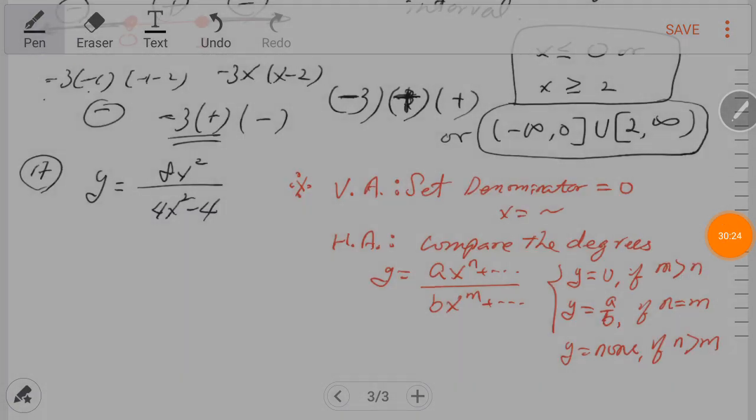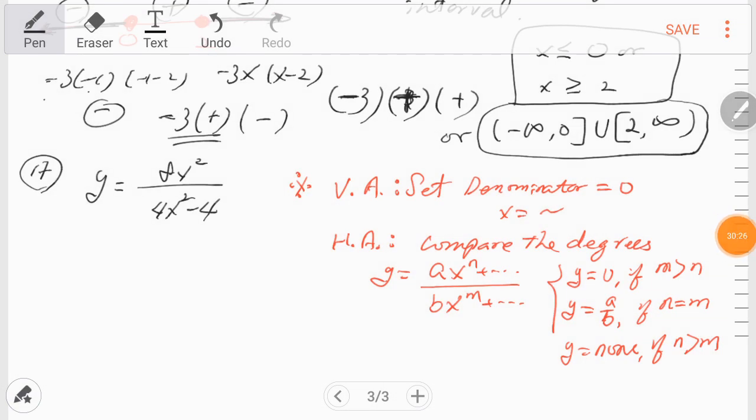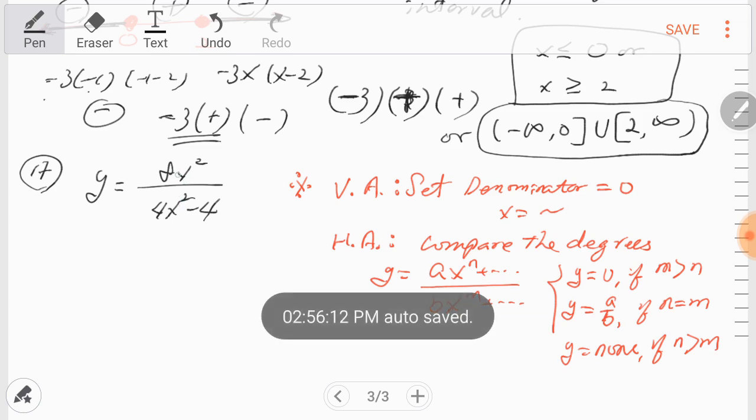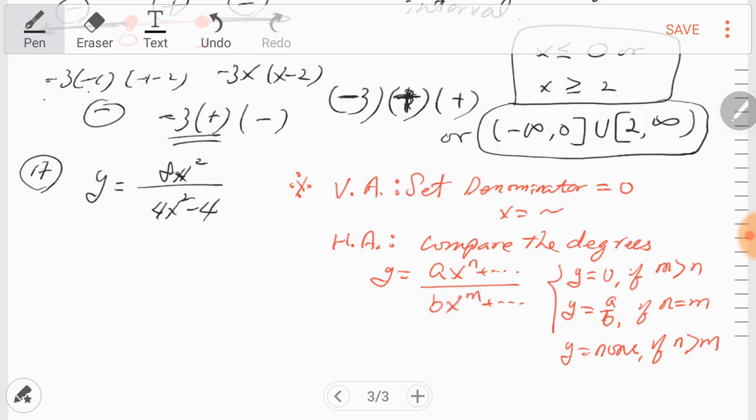Okay, number 17. Here is a rational function, and we want to find the vertical asymptote and horizontal asymptote. In order to find the vertical asymptote, it is simple. Set the denominator equal to 0 and then solve for x. So for the vertical asymptote, we will set the denominator, which is 4x squared minus 4, equal to 0.